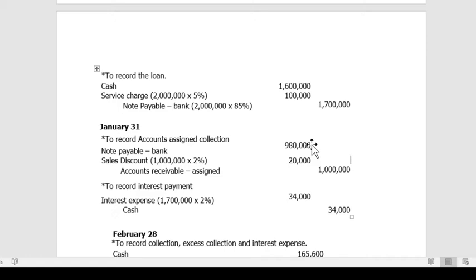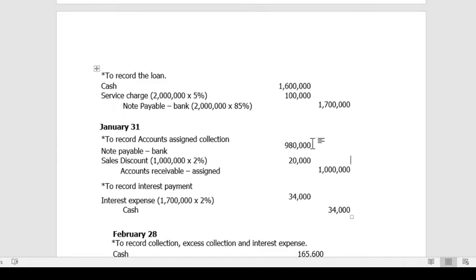Next, you record daw the interest payment. Di ba sabi 2% per month mayroong interest? O the 2% ng 1,700,000. Sir, bakit 1,700,000? Eh, di ba nabawasan na ng 980? Yes, nabawasan lang ng 980 on January 31.